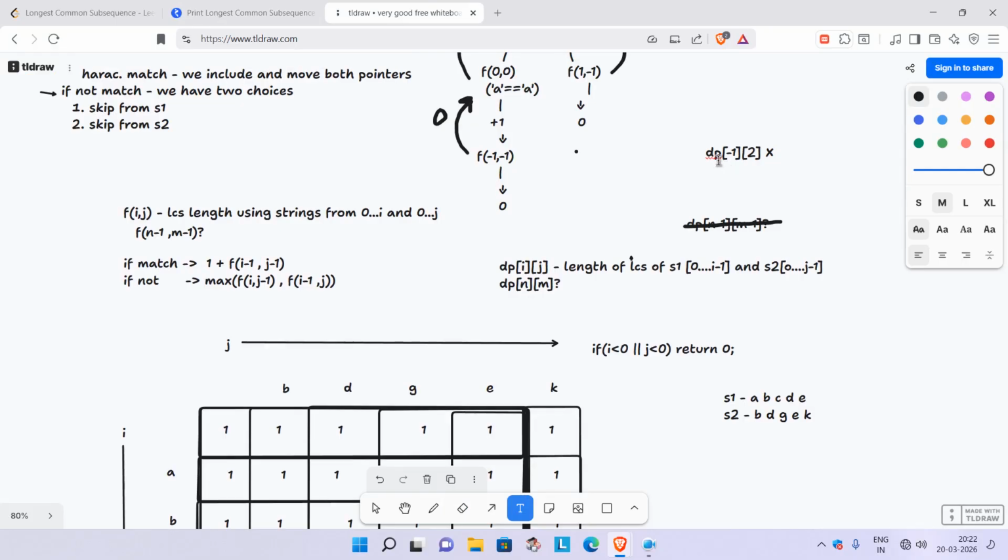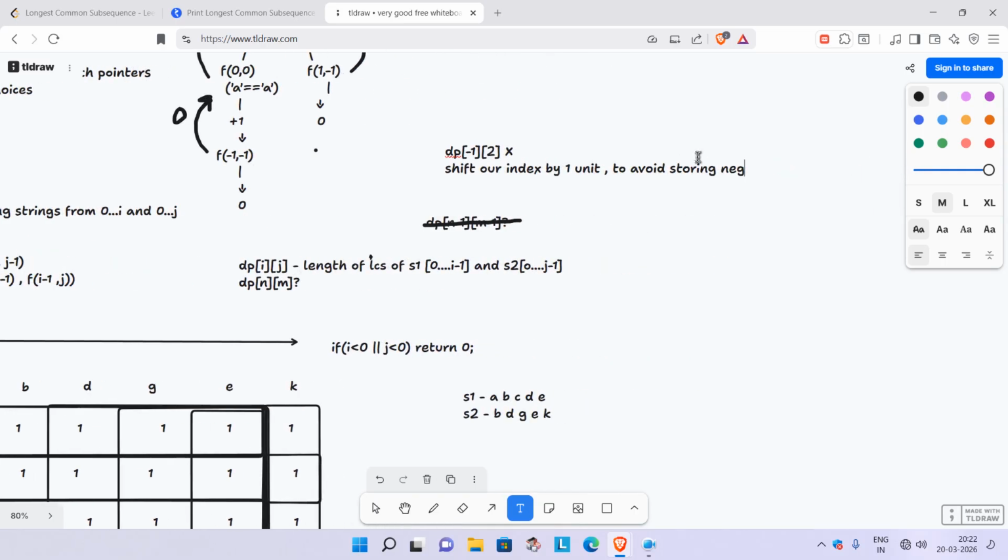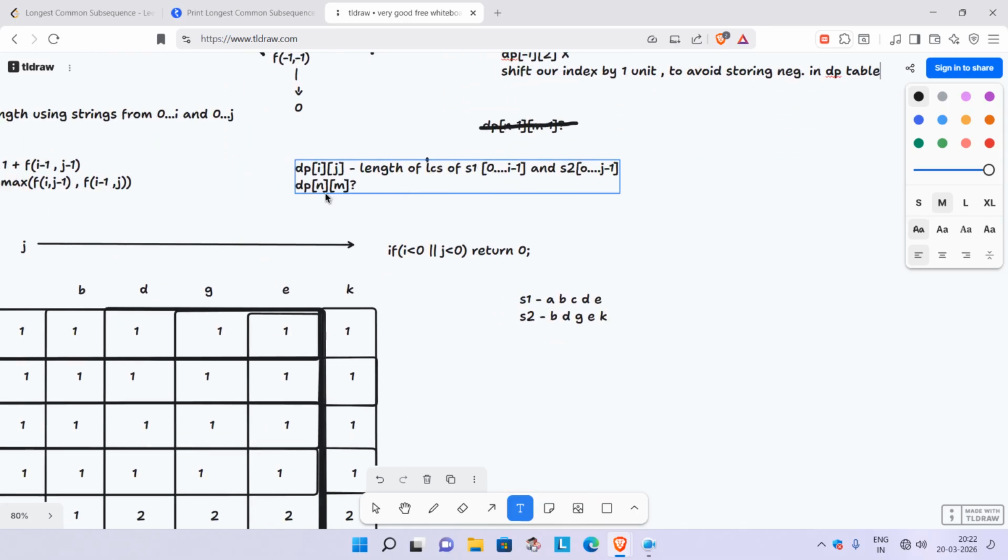So to avoid these negative cases, we simply shift our index by 1 unit to avoid storing negative indices in the dp table. That's why we are using dp of n and m there.